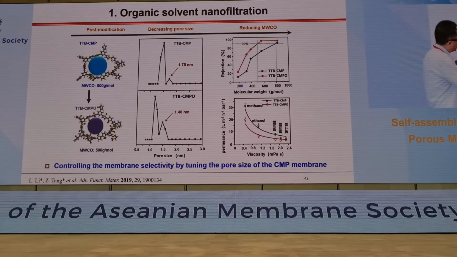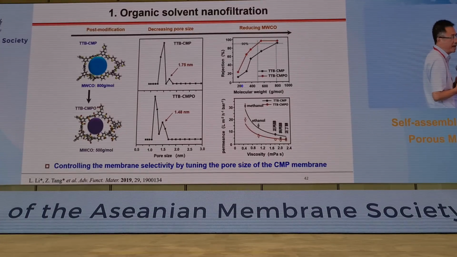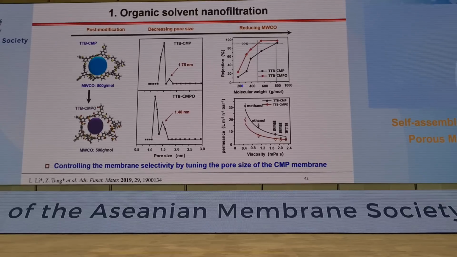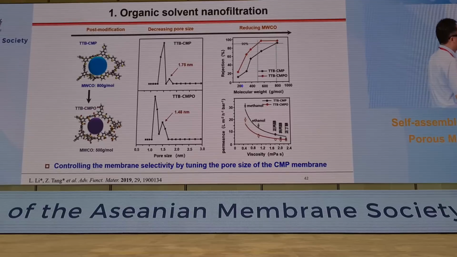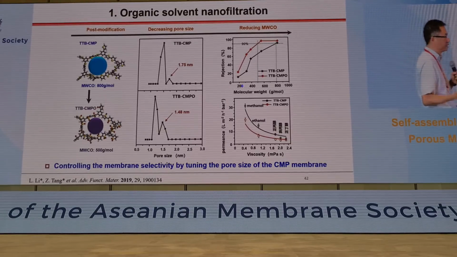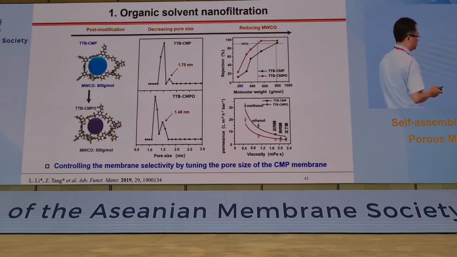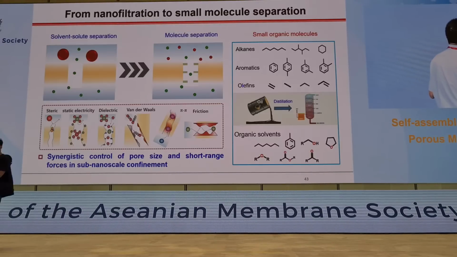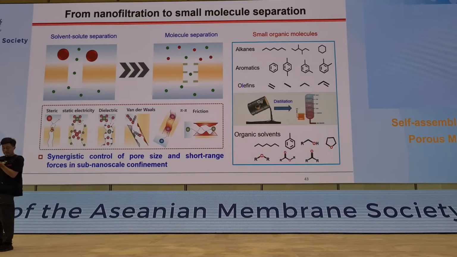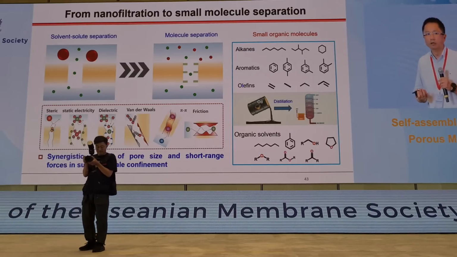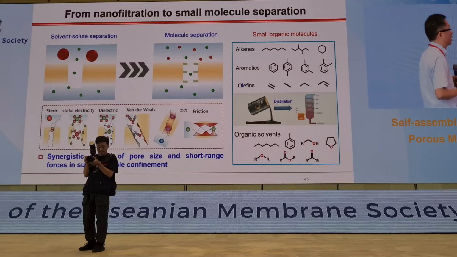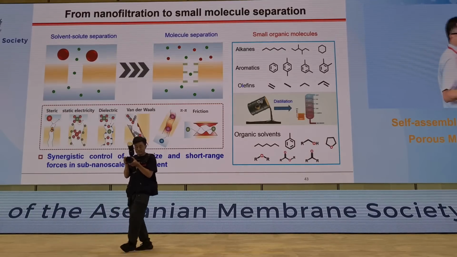For example, we tried the chemical modification method. Unfortunately, it is still difficult to shrink the pore size down to less than 9 nanometers. So now we think the precision of nanofiltration is not enough to separate small organic molecules. So what can we do?